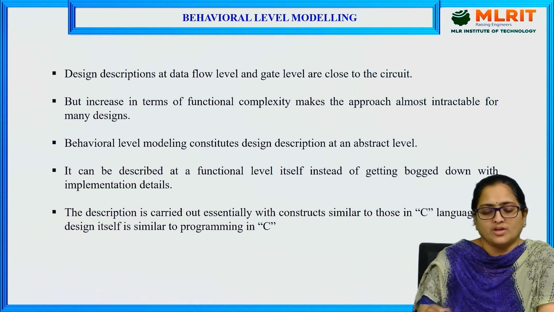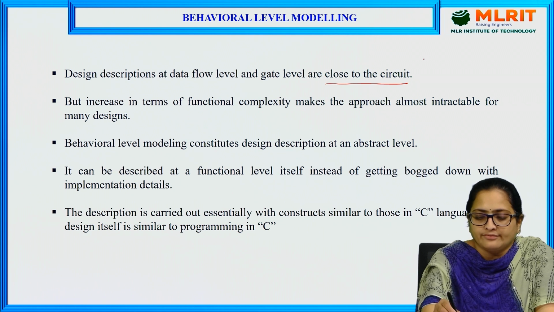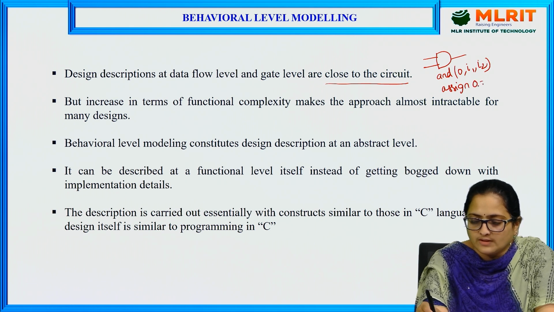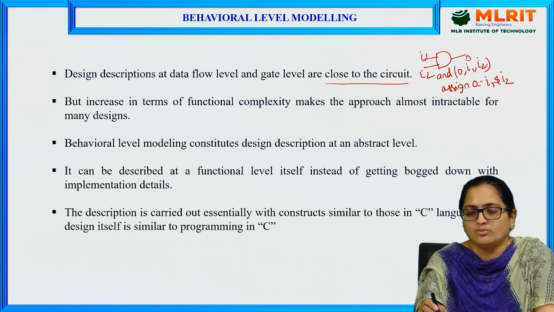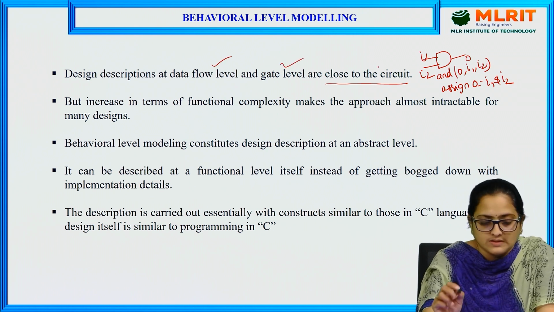Design description at data flow and gate level are close to the circuit. For example, if you take an AND gate, in gate level you will call it as a primitive like AND, presenting the output followed by the inputs. Whereas in data flow, you can just use a keyword called assign: O equals I1 ampersand I2, where I1 and I2 are the inputs and O is the output of this AND gate. So data flow and gate level are close to the circuit.